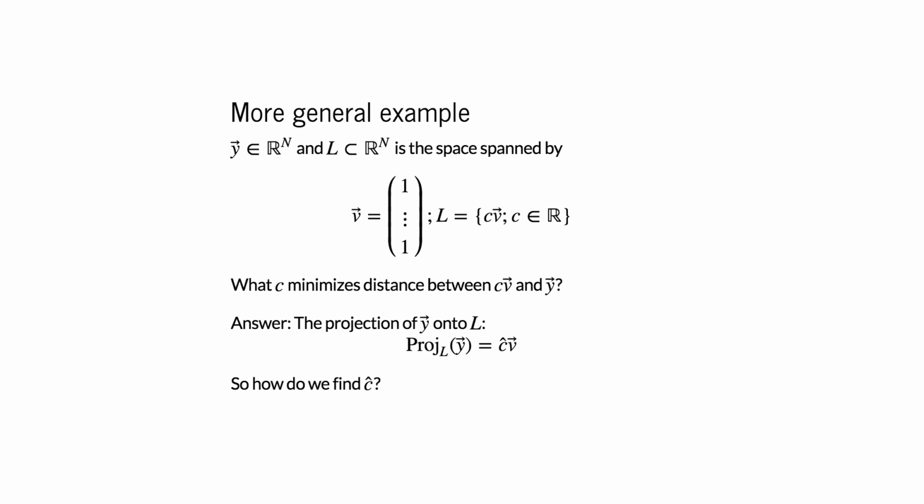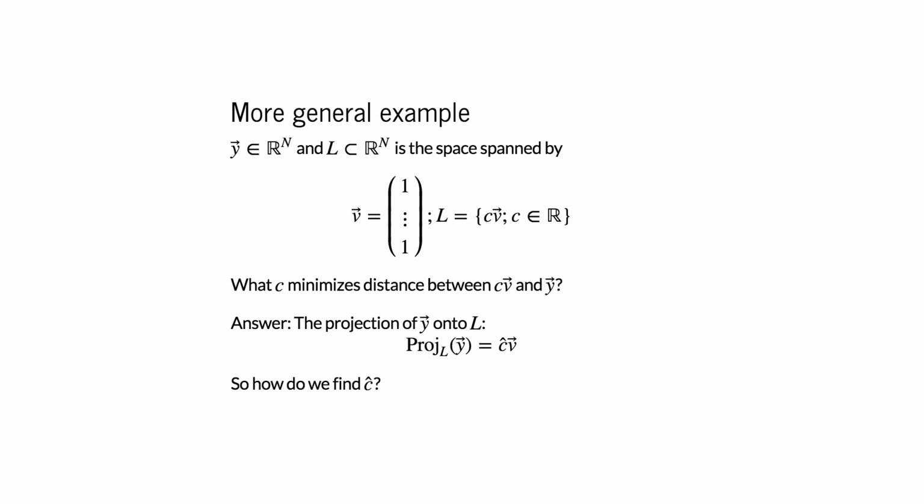So we are going to give a more complicated example here that is a little bit more general. Now y is in Rn space, meaning it's n-dimensional. And L is a specific subspace of all the points in n-dimensional space that are all the same.